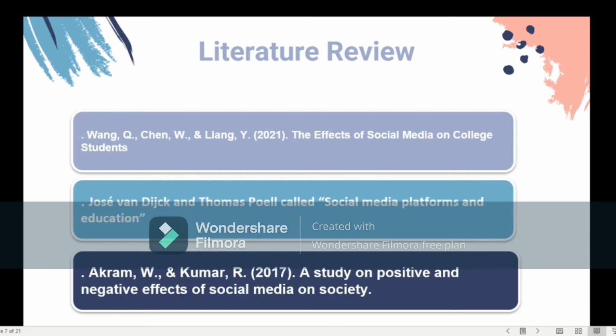So now I'll take you through some of the papers that we used in our report. Let's start with Mr. Wang and his colleagues. The paper they did is an MBA letter, and it was released in 2021 with the title of "The Effects of Social Media on College Students."